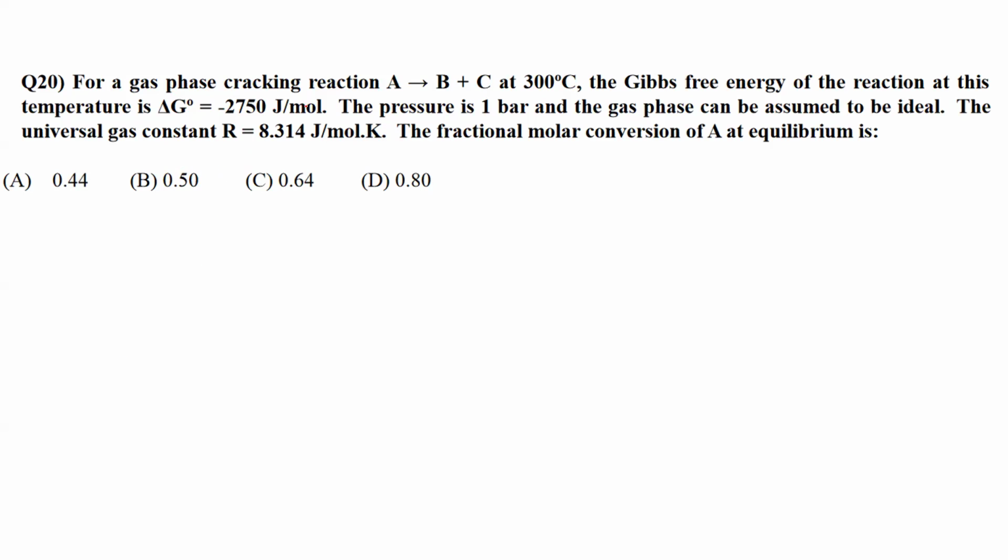For a gas phase cracking reaction, A gives B plus C at 300 degrees Celsius. The Gibbs free energy of the reaction at this temperature is delta G, so and so. The pressure is 1 bar and the gas phase can be assumed to be ideal. The universal gas constant is this. The fractional molar conversion of A at equilibrium is?